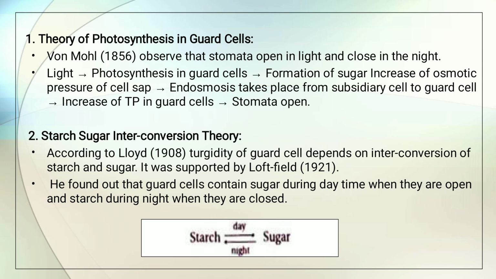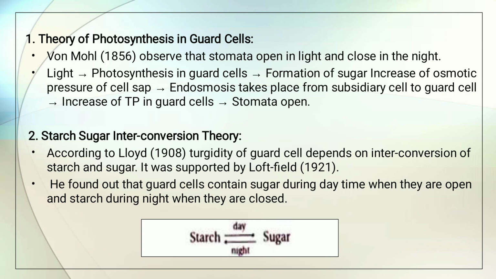After that, there is an increase in the osmotic pressure. After producing the sugar, the osmotic pressure increases in the cell sap. After that, endosmosis occurs, meaning the entrance of water from the neighboring epidermal cells. And finally, there is an increase in the turgidity of the guard cells and the stomata open. Increase in turgidity means your cells are swollen and your stomata are open.